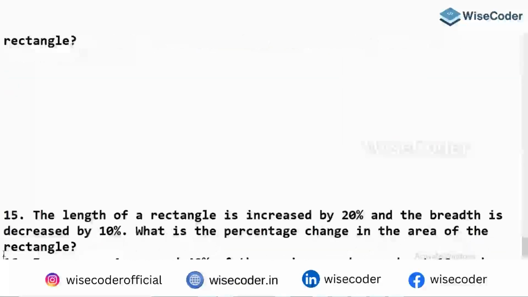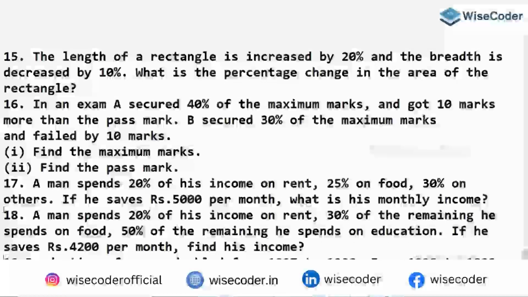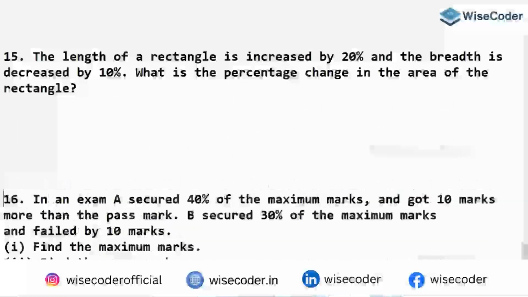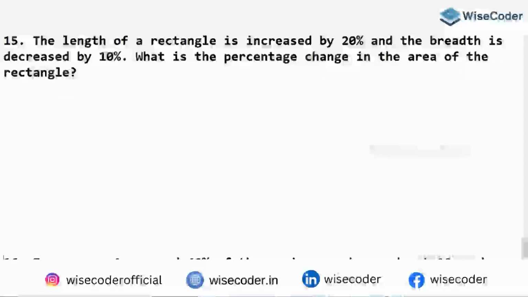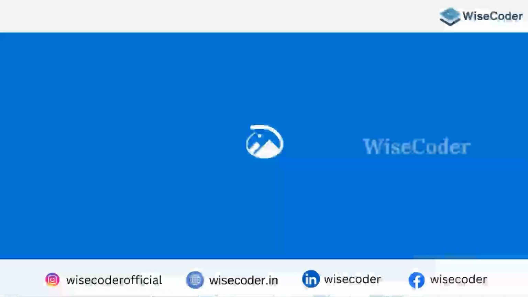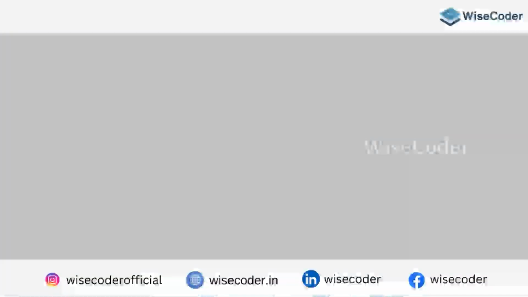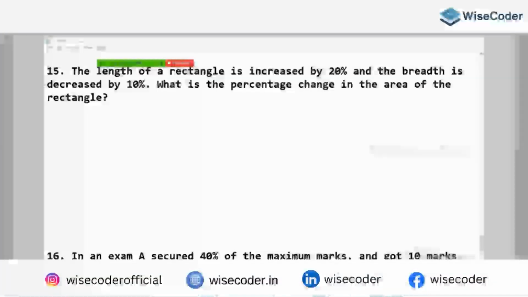Next. The length of a rectangle is increased by 20 and the breadth is decreased by 10. What is the percentage change in area? I hope now you can do it in both ways, but use that formula. That will help you a lot.